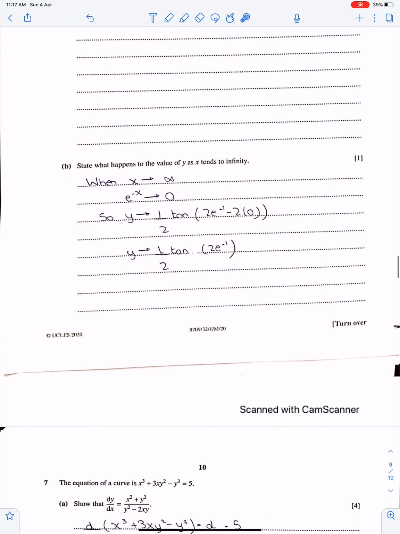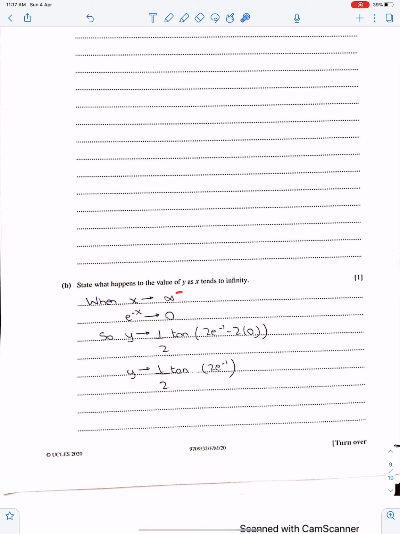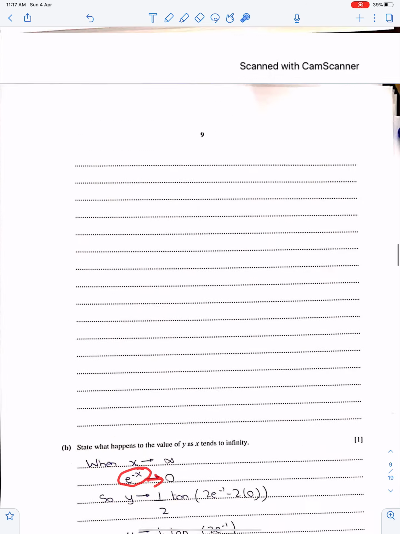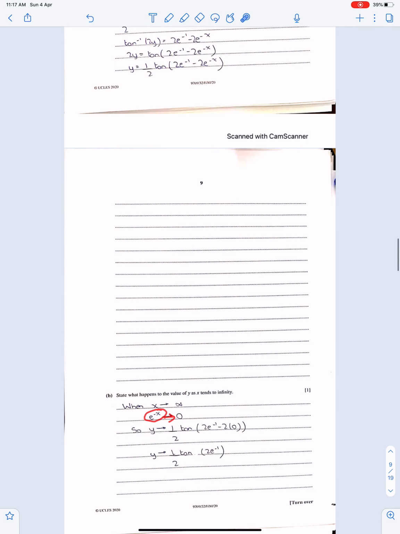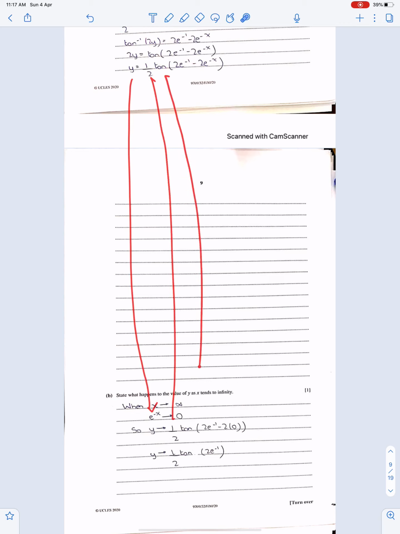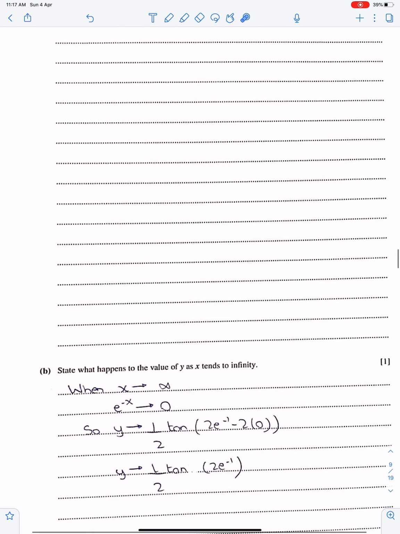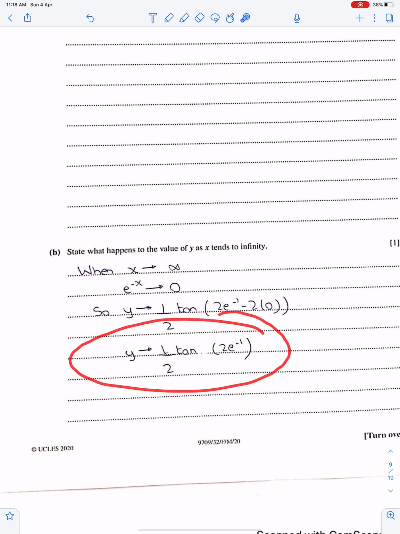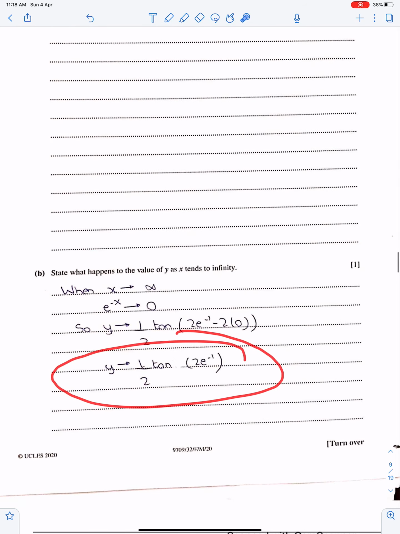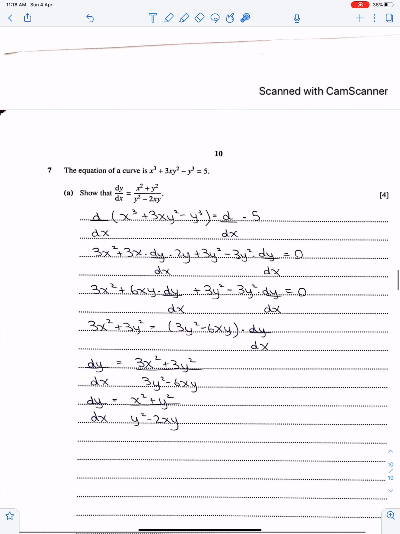Next part, state what happens to the value of y as x tends to infinity. Well, when x tends to infinity, the exponential of negative power will tend to 0. Therefore this y will tend to half tan 2e minus 1, and this will become 0. So y approaches half tan 2e power minus 1.